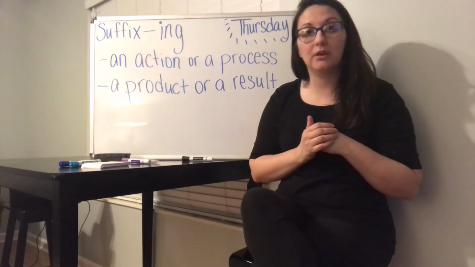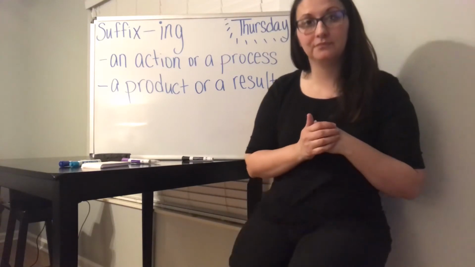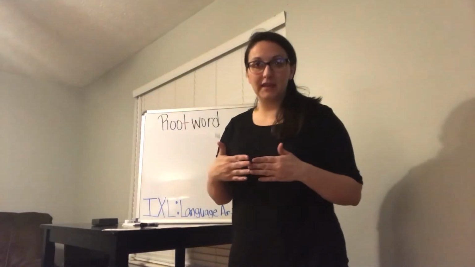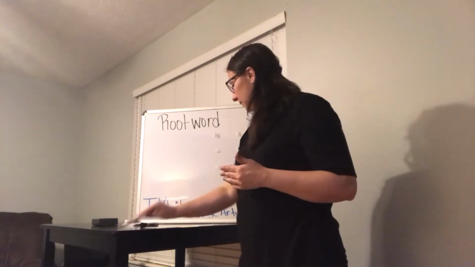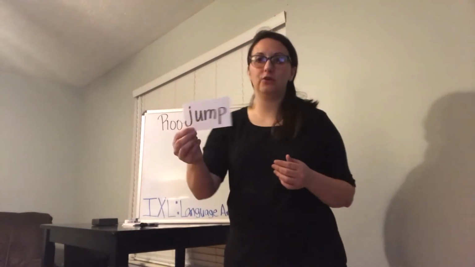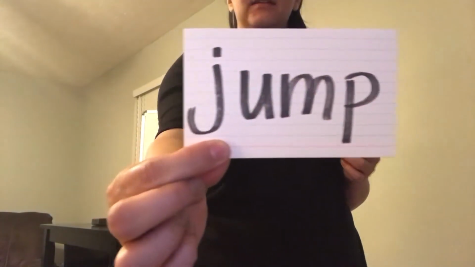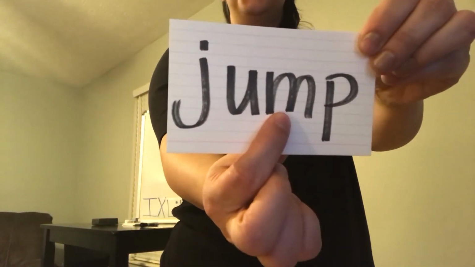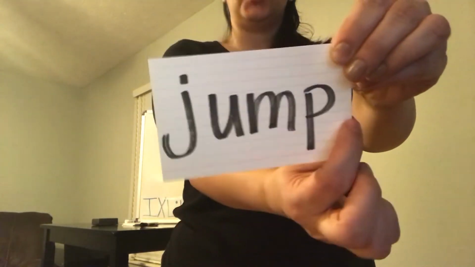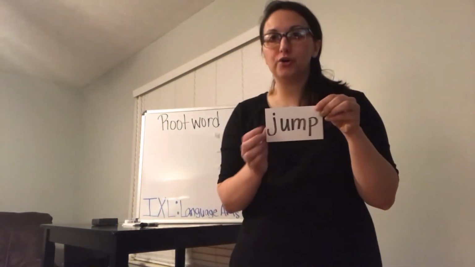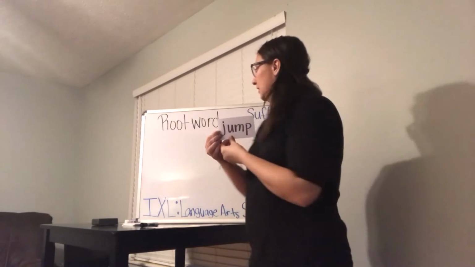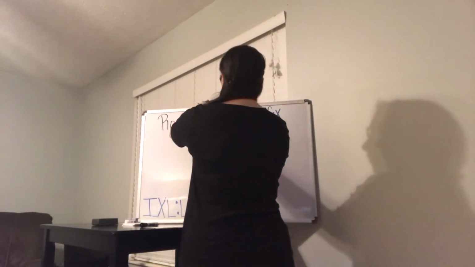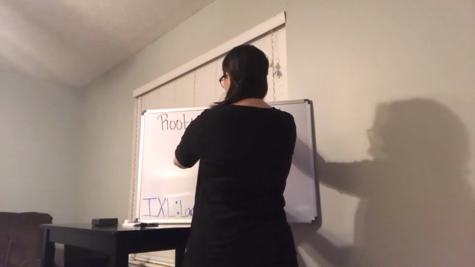So let's begin working with a few examples. Here we go. Okay, so let's begin working with the root words. So I'm going to pull it up here and we are going to figure out what the word is together. Ready? Let's go. J, p, jump. So our root word is jump. So I'm going to put that under root word, jump.